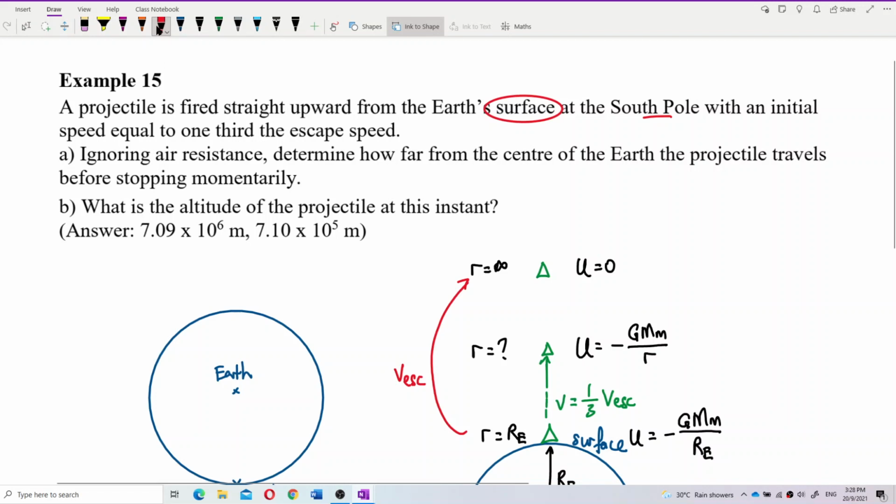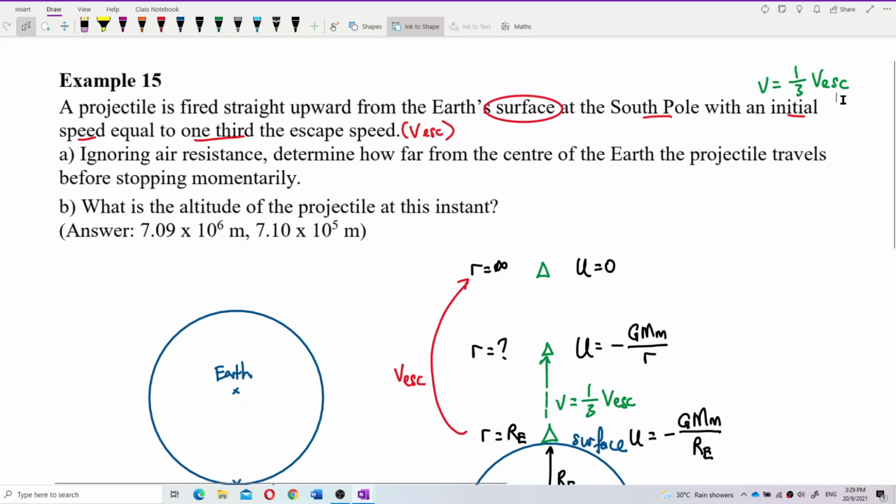Look here, he says escape speed. But the speed ejected is not the escape speed, it's just 1/3 of the escape speed. That means the initial speed is smaller than the escape velocity.